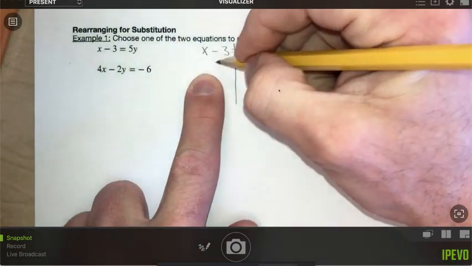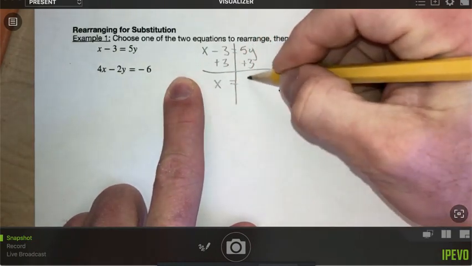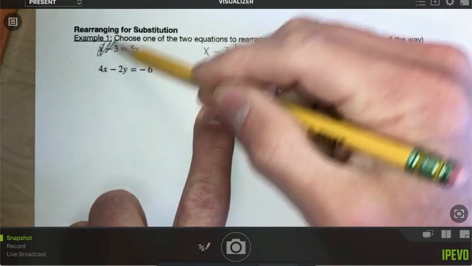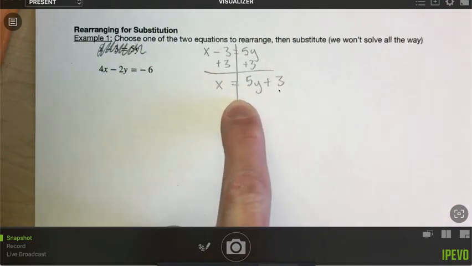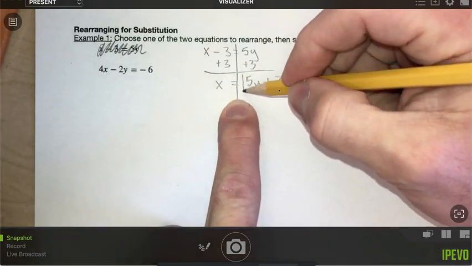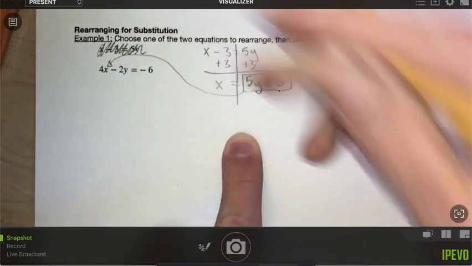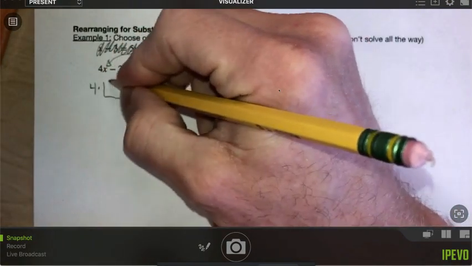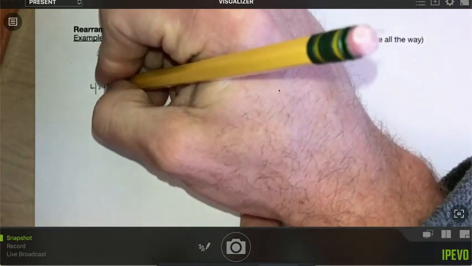Well, this one's quick, where if I just add 3 to both sides, I now have x equals 5y plus 3. So I'm going to totally ignore this guy now, because I just rearranged it, and this format is a heck of a lot better for the purposes of substitution. So now I know that x is equal to 5y plus 3. So going back to my other equation here, I now know I can replace x with something, and that something is 5y plus 3.